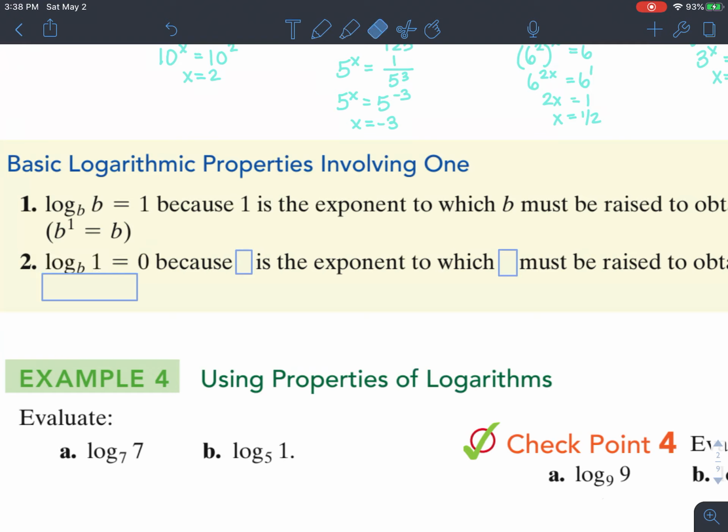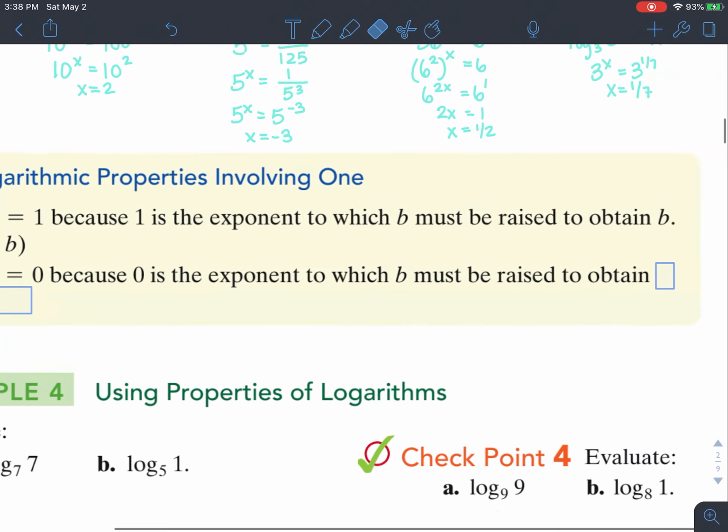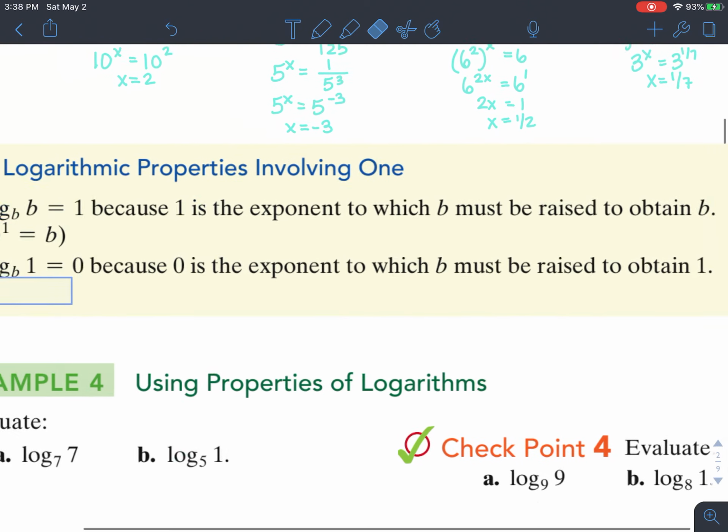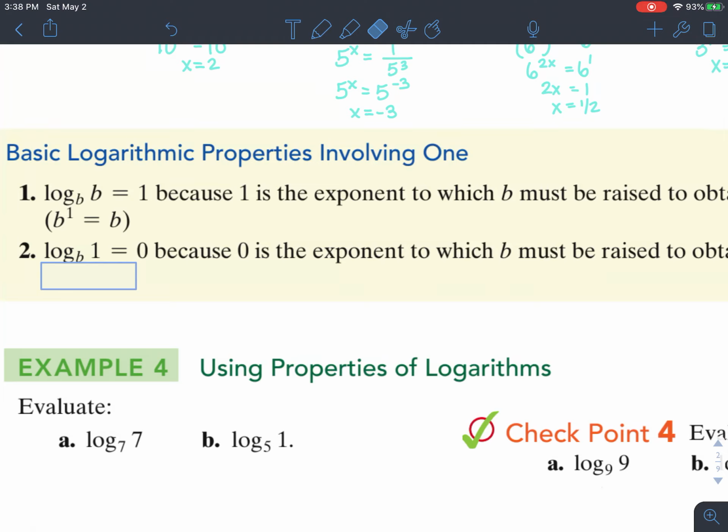Log base b of 1 is 0, because 0 is the exponent to which b must be raised to obtain 1. Anything to the 0 power is 1. So b to the 0 is 1. That's this, b to the 0 is 1.